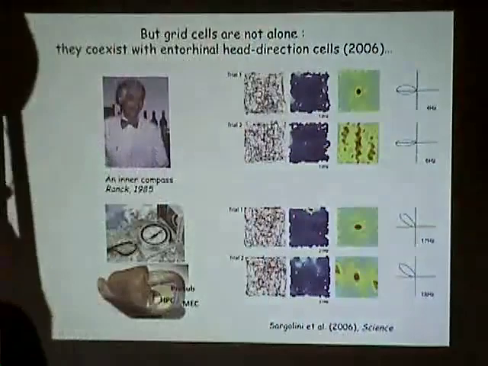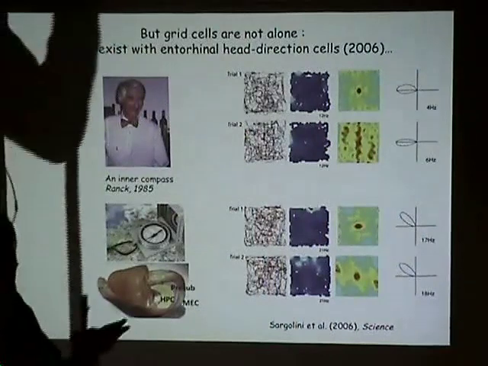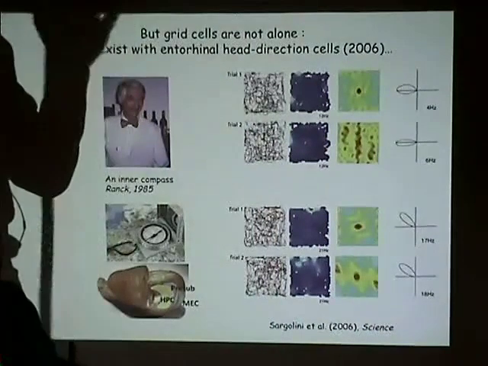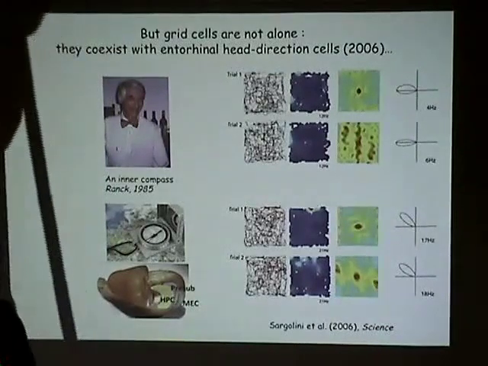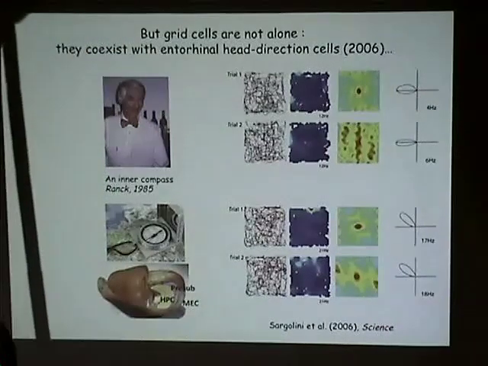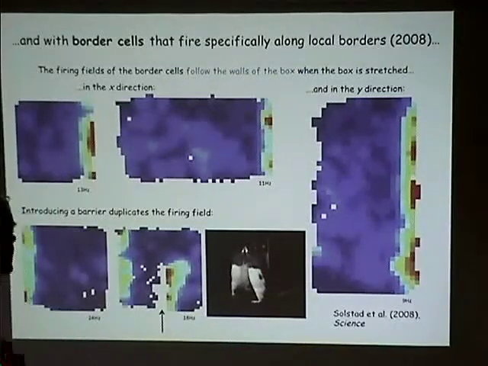So these cells intermingle with grid cells. They are preferentially in deeper layers, so, at least in the rats, they don't intermingle completely, but they are part of the same interconnected network. And then in addition, there's even more.